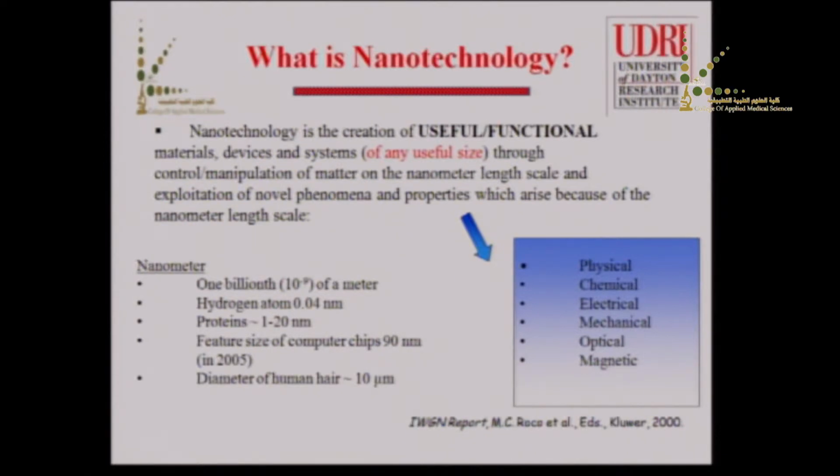So I will try to give a short brief about the nanometer. One billionth of a meter. The hydrogen atom size is 0.04 nanometer. Protein is between 1 to 20 nanometer. Also, as Dr. Oliver mentioned about the computer chip, we have been working in this scale since 2005. By the way, the human hair size is around 10 micrometer. That means we are working at less than the size of a human hair.